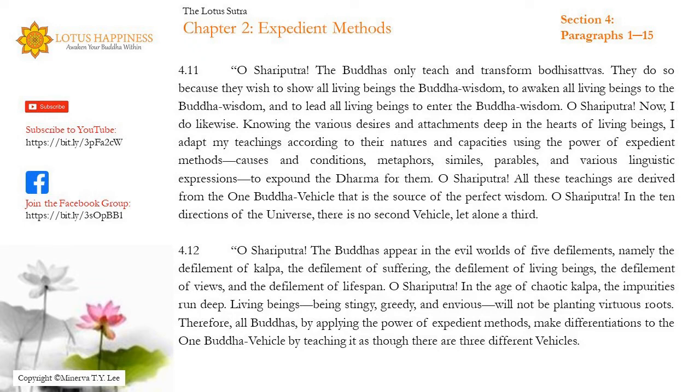O Shariputra! The Buddhas appear in the evil worlds of 5 defilements, namely the defilement of kalpa, the defilement of suffering, the defilement of living beings, the defilement of views, and the defilement of lifespan. O Shariputra! In the age of chaotic kalpa, the impurities run deep. Living beings, being stingy, greedy, and envious, will not be planting virtuous roots. Therefore, all Buddhas, by applying the power of expedient methods, make differentiations to the one Buddha vehicle by teaching it as though there are 3 different vehicles.